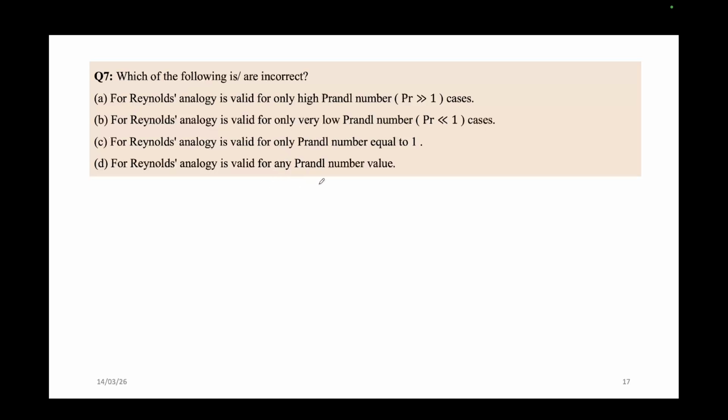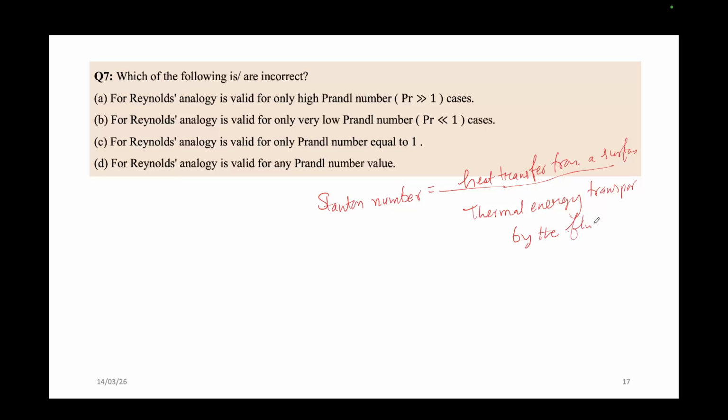To understand this, first we have to study a number which is known as the Stanton number. It's a non-dimensional number like the Prandtl number and Reynolds number. So what does it basically represent? It basically represents the heat transfer from a surface by thermal energy transport by the fluid flow.